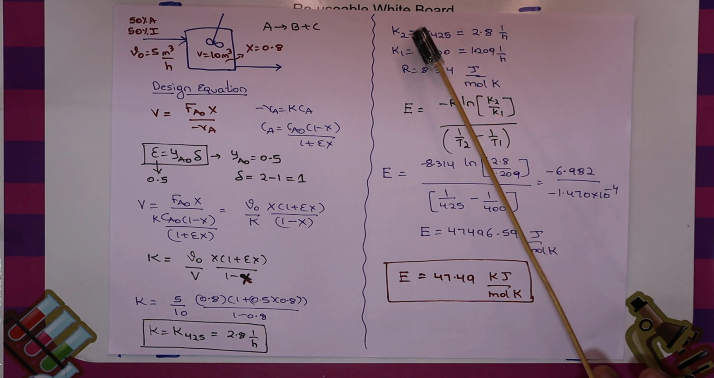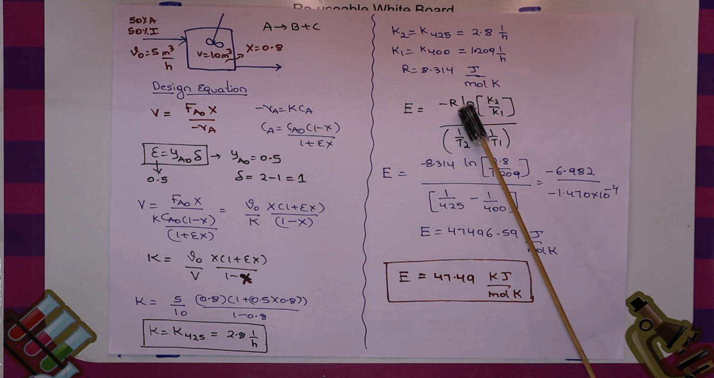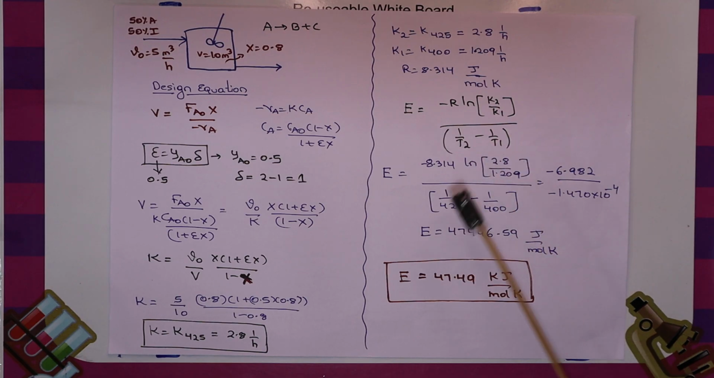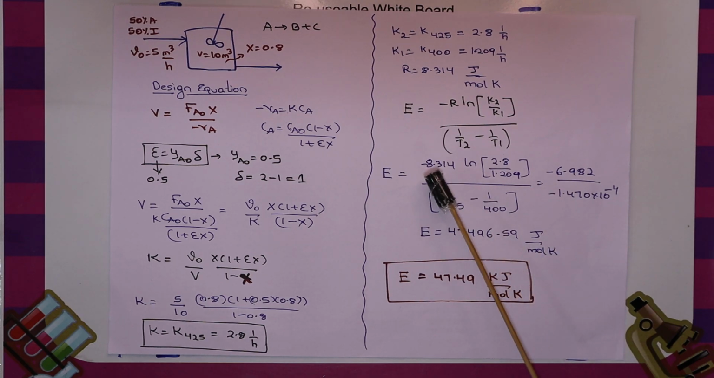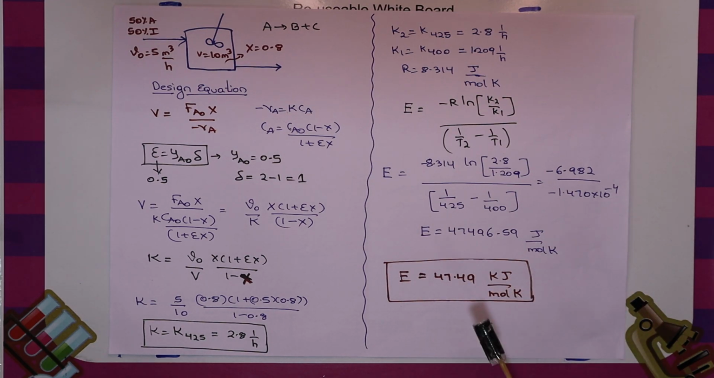If k1 is given and k2 we have got, then the activation energy is nothing but minus R ln(k2 by k1) by (1 by T2 minus 1 by T1). If you plug in all the values, you get 47496.57 joule per mole, because the value of R is taken in joule per mole Kelvin. But in the question it is asked to give the number in kilojoule per mole. So if you convert this to kilojoule, 47.49 kilojoule per mole is the activation energy of this particular reaction.